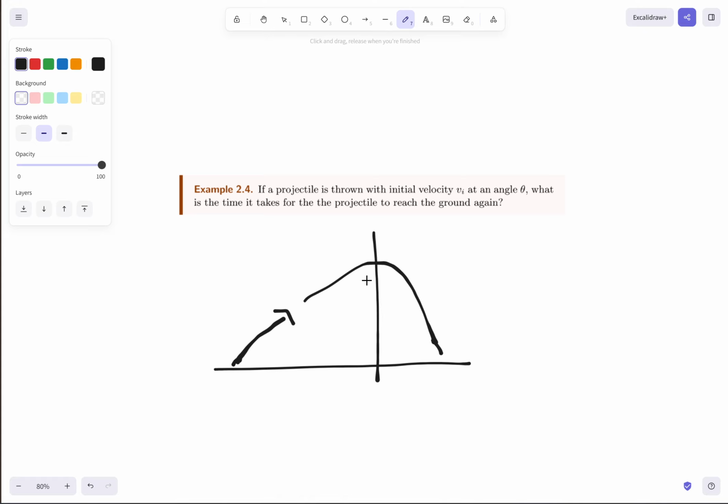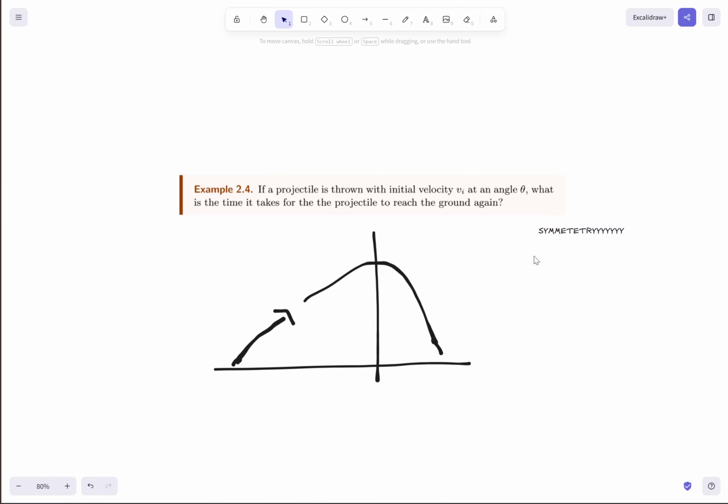So the first thing in all projectile motion, just remember this. You could probably prove it when you learn a lot. The time it takes to go from zero to the peak is the time it takes to go from the peak back to zero. It's symmetry. I want to emphasize symmetry because it is one of the most goated techniques.